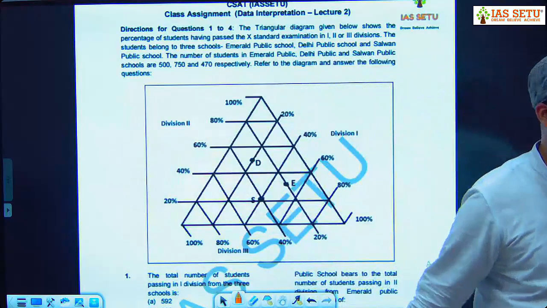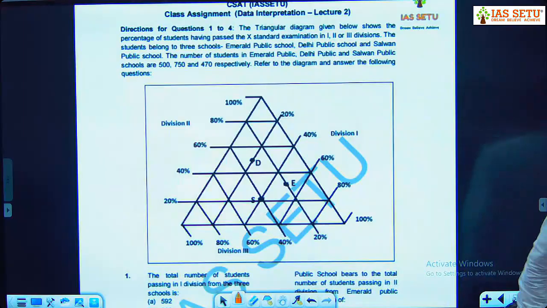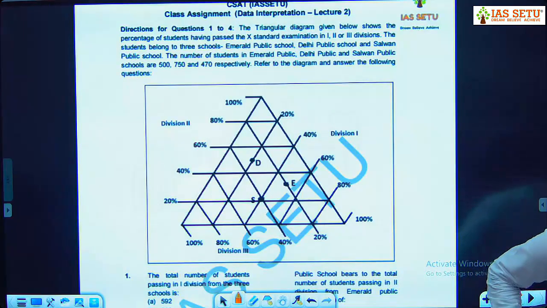Take your time. Based on this diagram, there are 4 questions. Main task is you should know how to read a triangular pattern. मतलब आपको ये पता होना चाहिए ट्रायंगुलर पैटर्न पढ़ा कैसे जाता है.